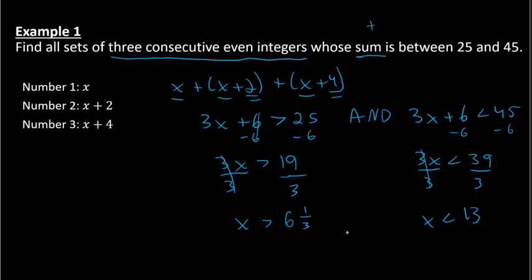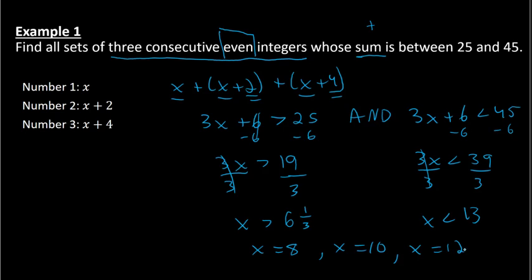Alright, so what numbers would fit that description? Well, keep in mind, we are looking at consecutive even numbers. So what even numbers fall between this range? So bigger than 6 and 1/3, 7 is the next number, but it's not even. After 7 is 8, so x could be 8, x could be 10, or x could be 12.